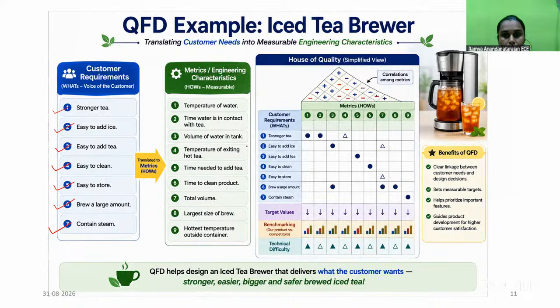So what are we going to do in the HOQ? We'll first list the customer requirements here. This is the first step. We have got 7 requirements. Now we will translate these 7 requirements into metrics. We are translating it into 9 metrics.